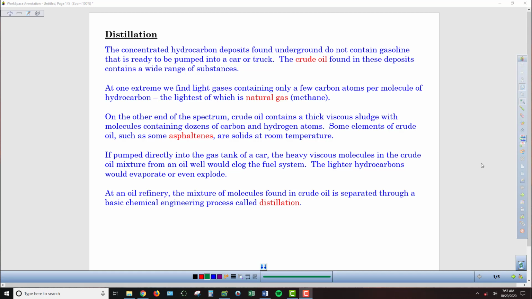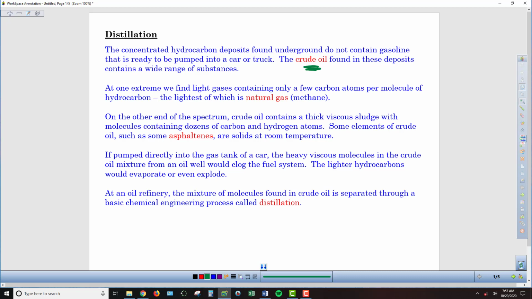Crude oil that is pumped out of the ground is not ready to be immediately used as a fuel in a car or a truck. Instead, crude oil contains a variety of different substances. And that's why it's called crude oil, because it is a crude mixture of various compounds.